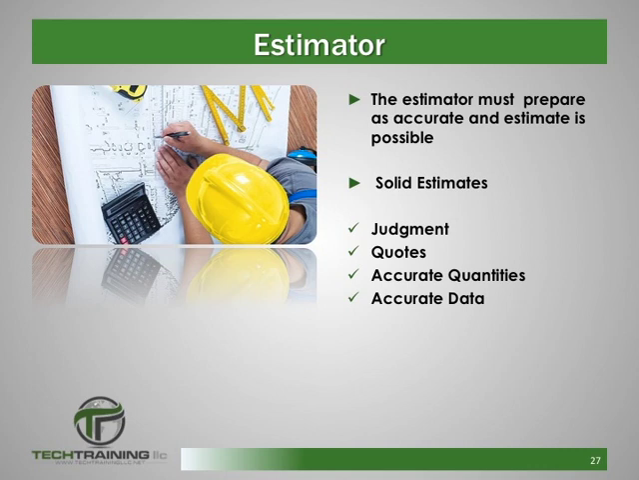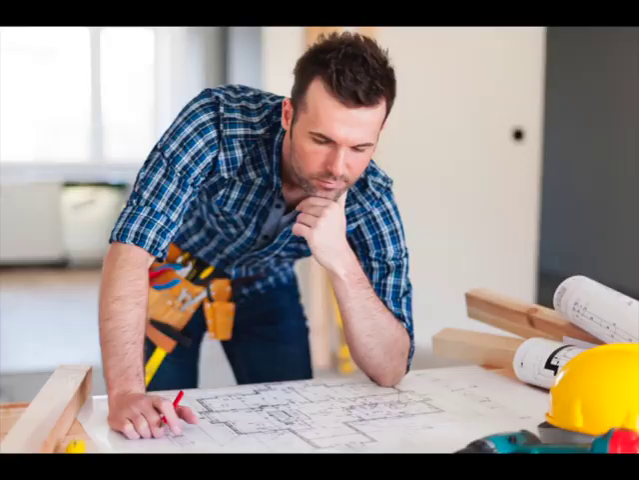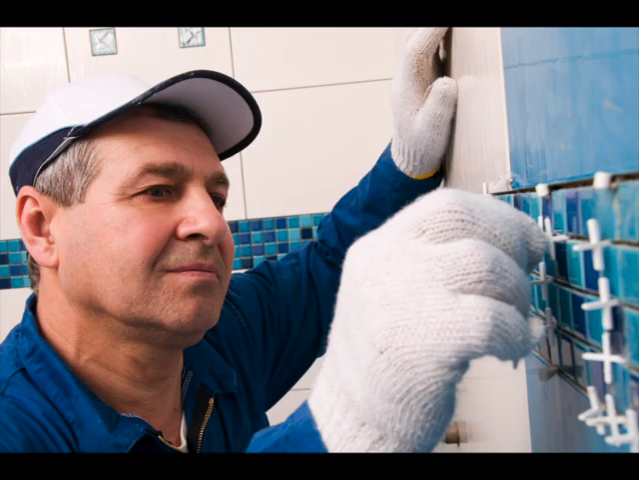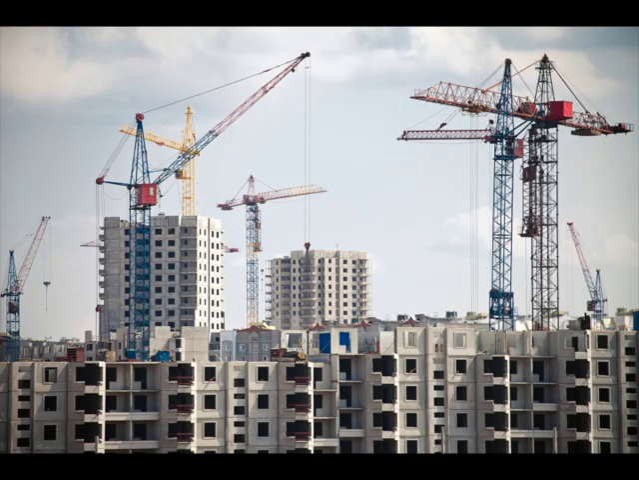Since subcontractors and specialty contractors perform much of the work in the field, an estimator must be able to calculate the scope of work in order to get accurate estimates from the subcontractors. Accurate, solid estimates require organization, an estimator's judgment, subcontractor quotes, accurate quantity takeoffs, and accurate data of completed projects. Completed project data is also known as historical data.